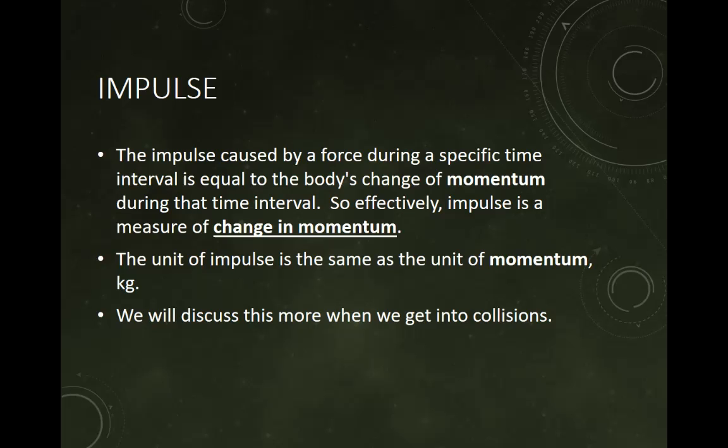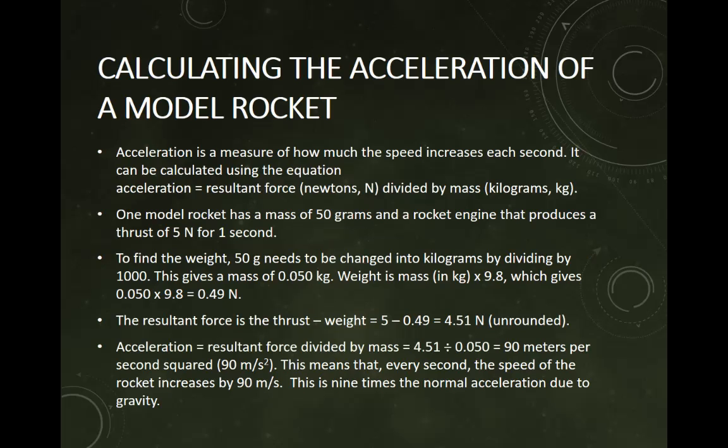So when we start trying to calculate the acceleration of a rocket, there are a lot of things that we need to keep in mind. Remember, acceleration is a measure of how much speed increases per second, and it can be calculated using this equation we've just given you today. If we take a look at F equals ma, we can solve for acceleration, which is going to be equal to force divided by mass.